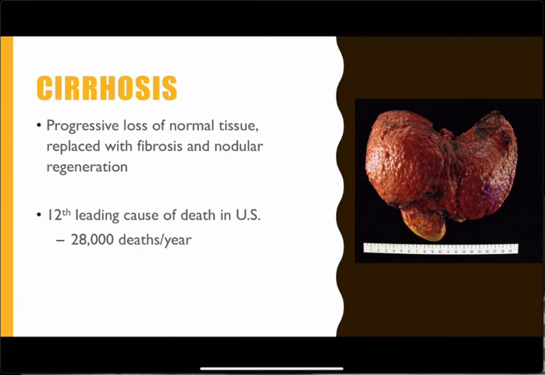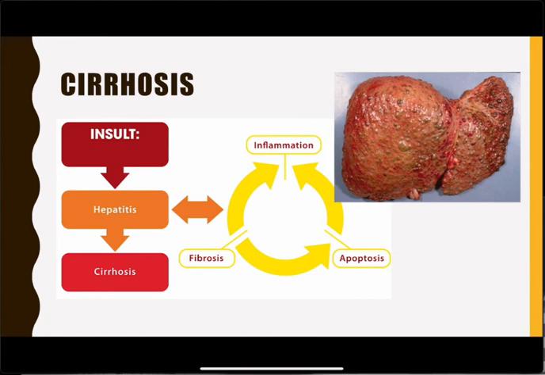So let's talk about cirrhosis. This is a picture here of a cirrhotic liver. If you note, the surface of the liver has all of these little bulging nodules. That's very classic of cirrhosis. We'll talk about that. It's the 12th leading cause of death in the U.S. And the main mechanism of cirrhosis is this progressive loss of normal tissue. And the normal tissue is replaced with fibrotic tissue and then what's called nodular regeneration.